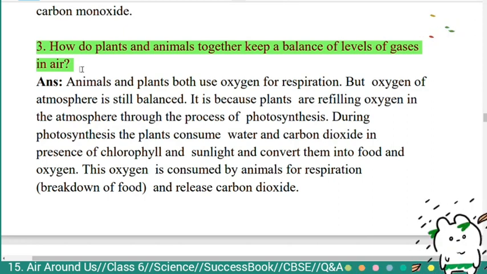During photosynthesis, the plants consume water and carbon dioxide in presence of chlorophyll and sunlight and convert them into food and oxygen. This oxygen is consumed by animals for respiration, that is breakdown of food, and release carbon dioxide.